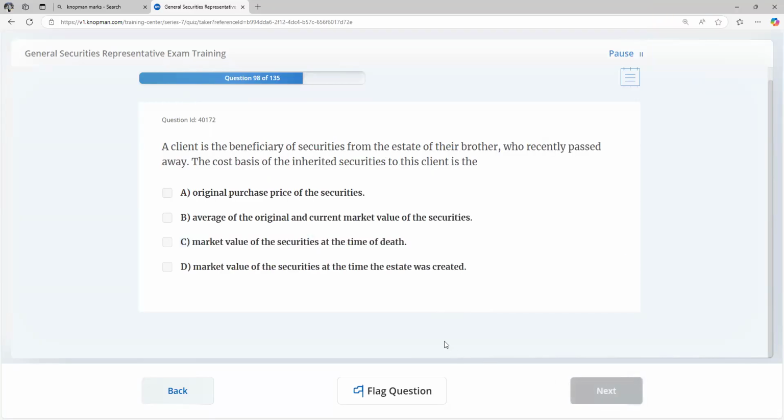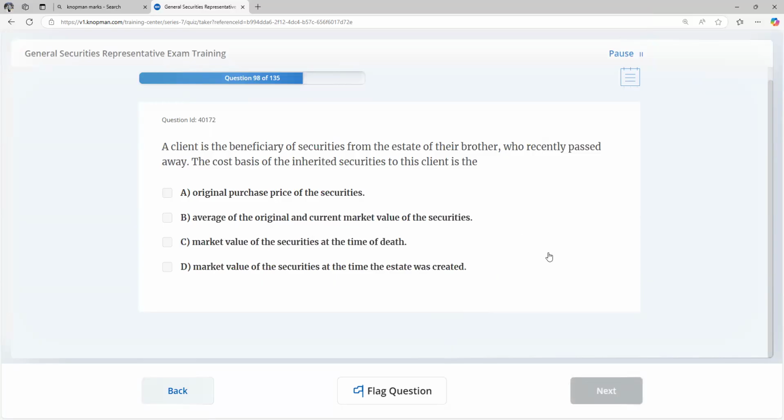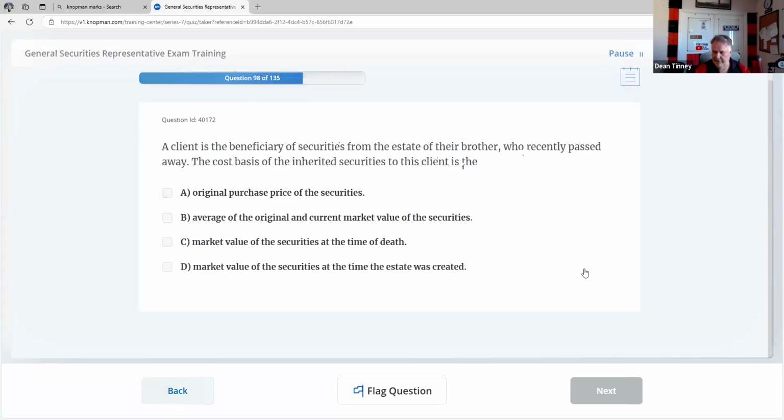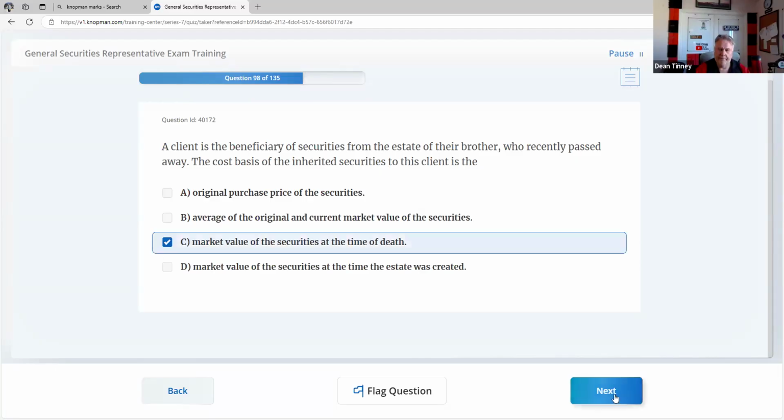Yeah, I'm with you. Client is a beneficiary of securities from the estate of their brother who recently passed away. The cost base of inherited securities is. Okay, so the client is a beneficiary of securities. This is very much a test question. It's the market value at the time of the death. Right on, step up.